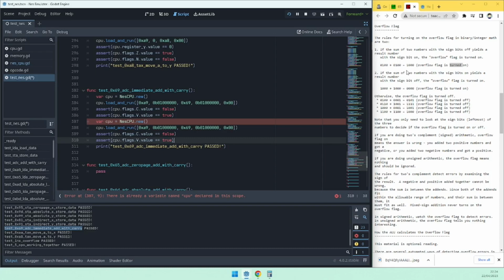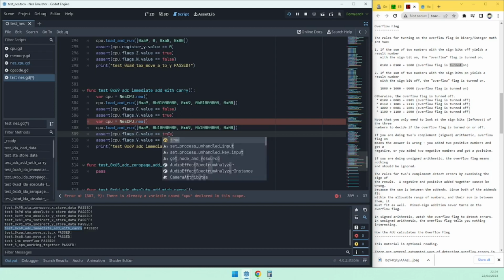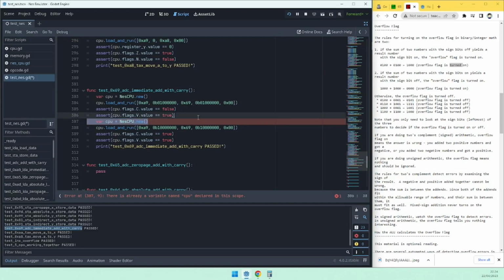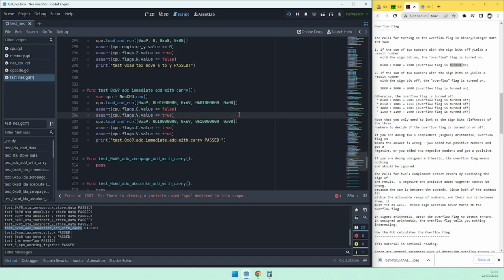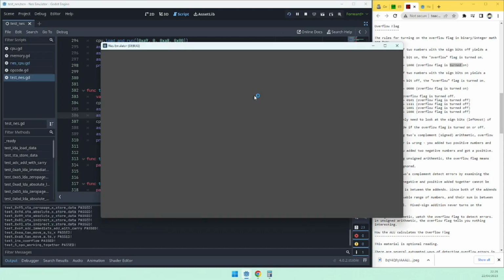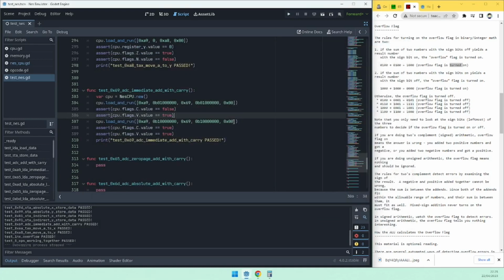Second operation is with the one in the other side, and this one will produce a carry. Let's type an overflow. Yeah, no need to create a new CPU. So let's go. Yep, it passed. That's cool.